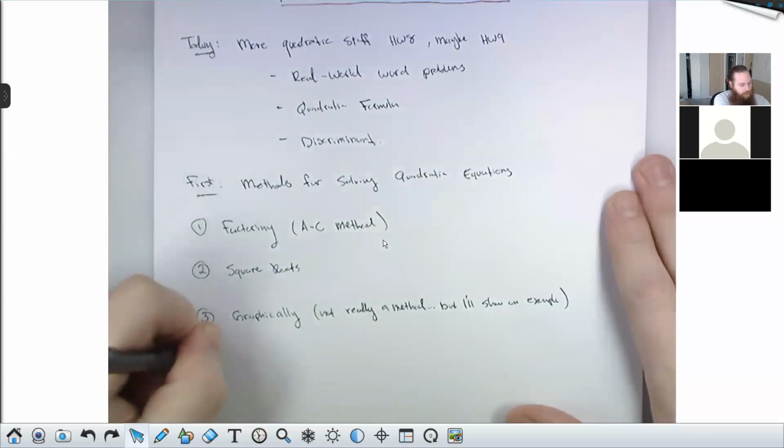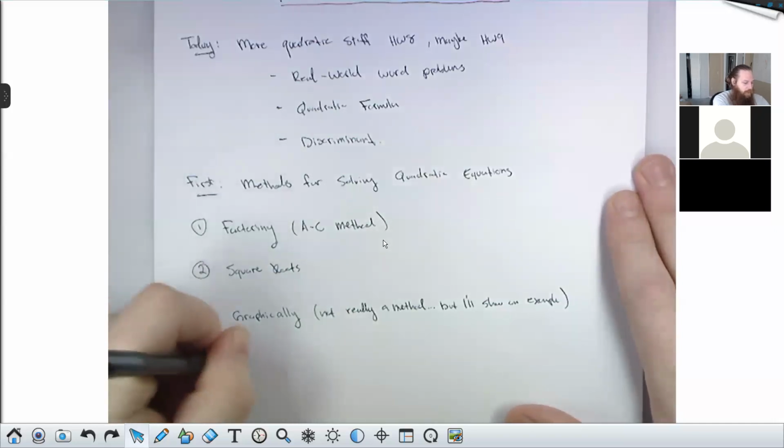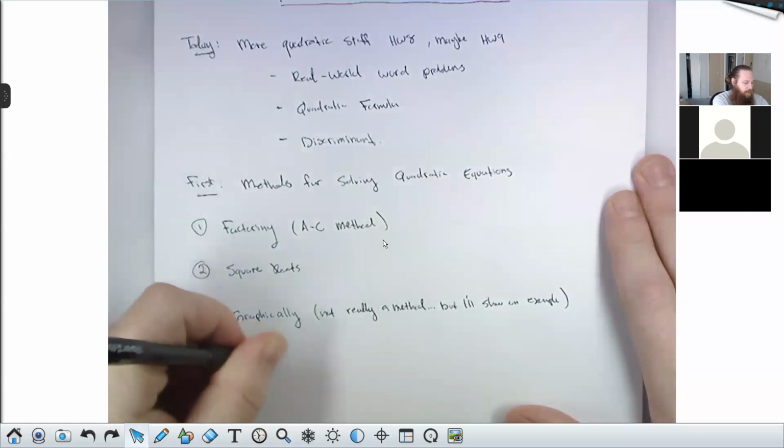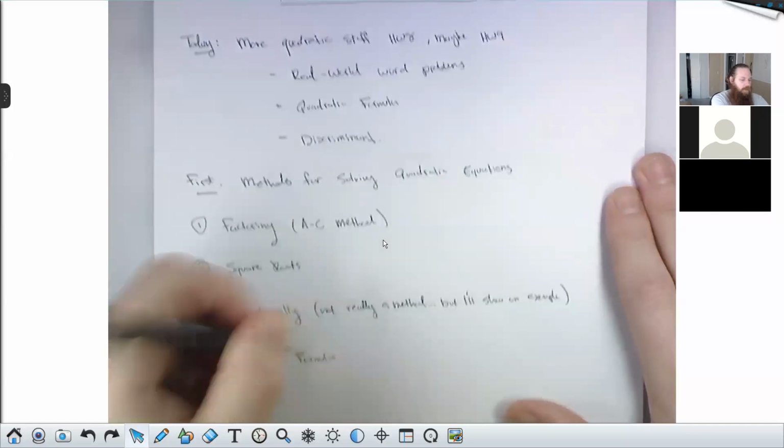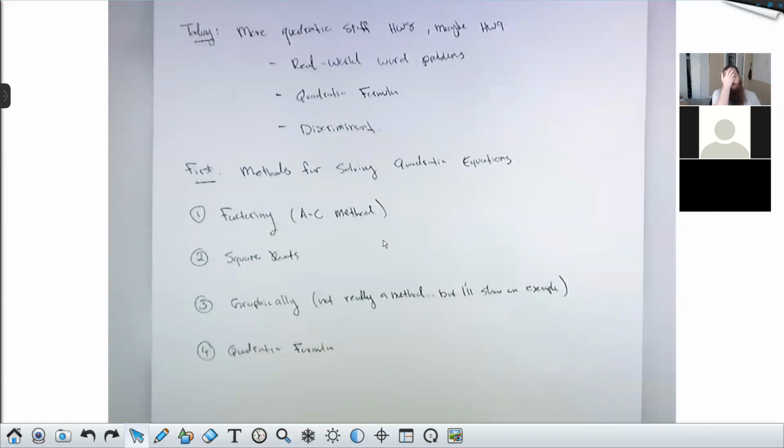And the last sort of thing you can do here is use the quadratic formula if you need to. And I trust that most of you know the quadratic formula, but I'll cook it up for you today, and I'll show you a way to always remember it.